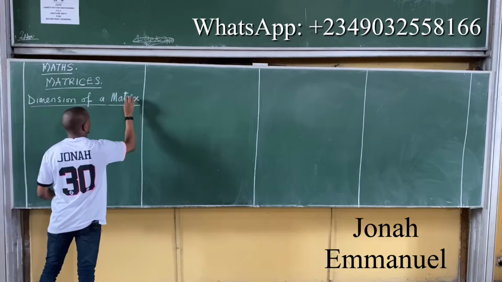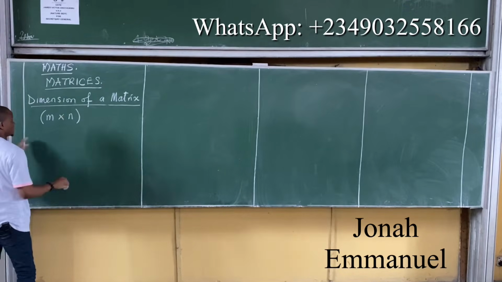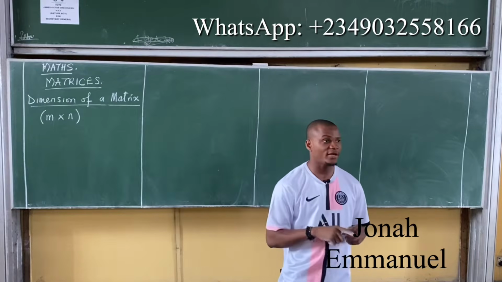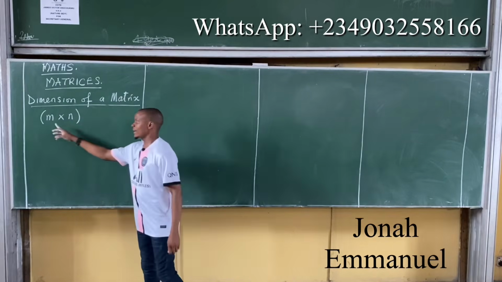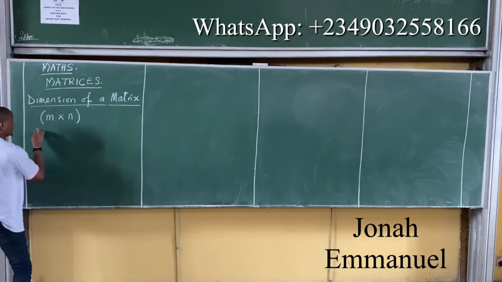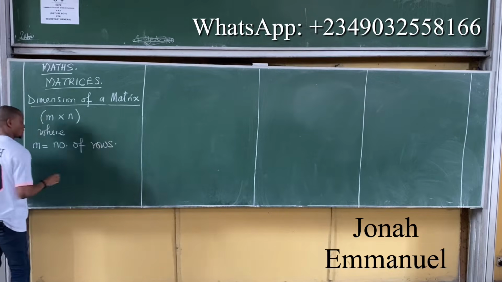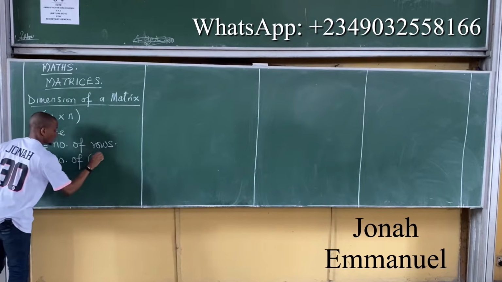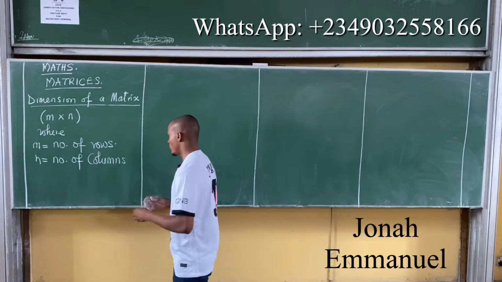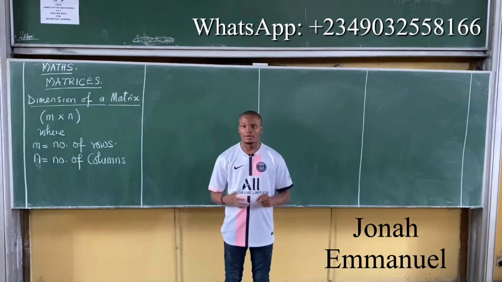Dimension of a matrix. The dimension of any matrix is expressed as M by N, not M times N, please. Where M is equal to the number of rows and N is equal to the number of columns. M is called number of rows, N is called number of columns. Example.